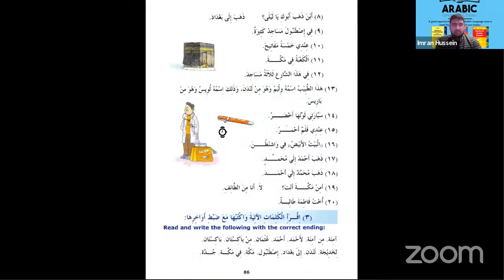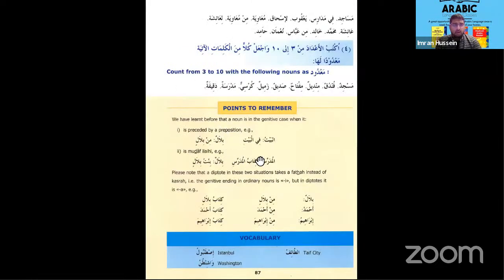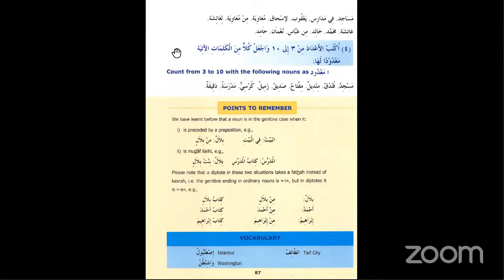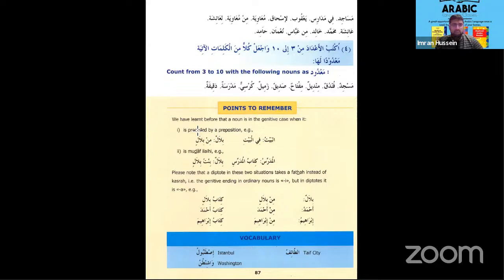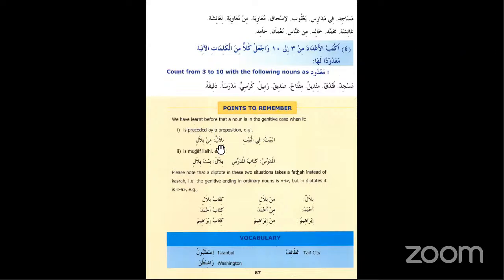So before we go through the lesson, I just want you to read the points to remember, and then we'll start the lesson. Go ahead. Points to remember of lesson 13. We have learned before that a noun is in the genitive case when it is preceded by a preposition. Example, Al-Baytu fil Bayti, Bilalun min Bilalin. Or when it is mudaf ilay. Example, Al-Mudarrisu, Kitabul Mudarrisi.